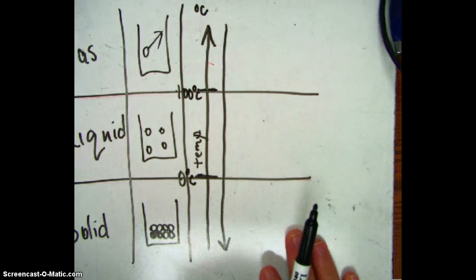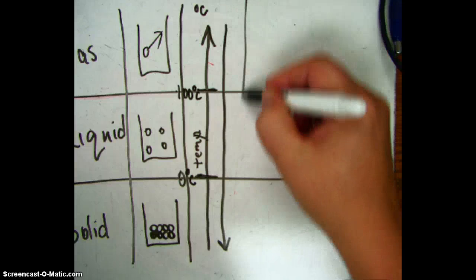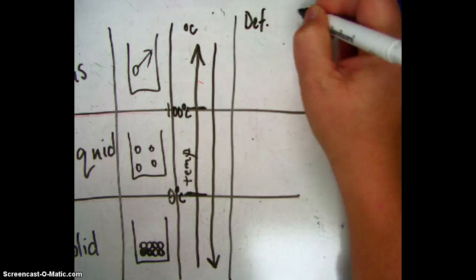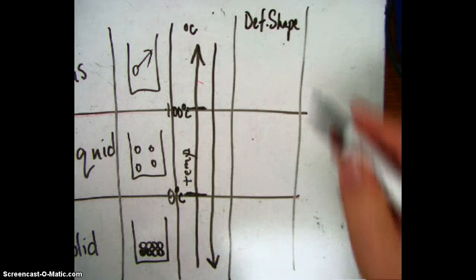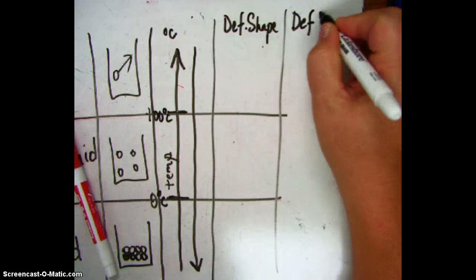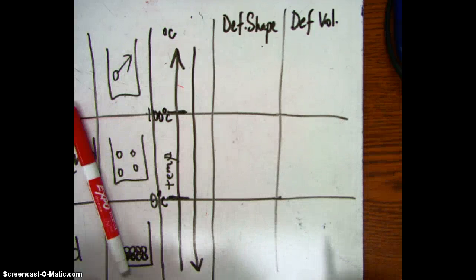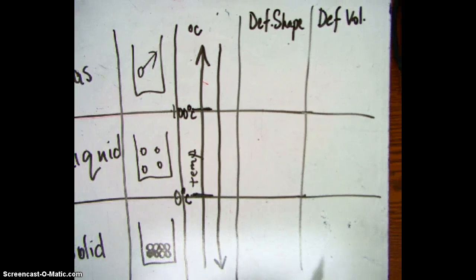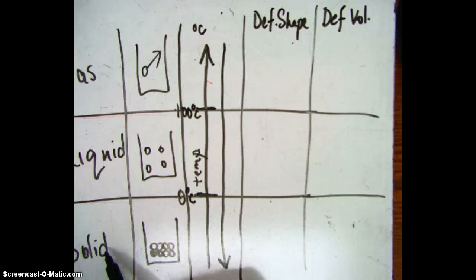The next thing we need to talk about is, does that matter have a defined shape and a defined volume? Now, what do we mean by that? I'm just going to put defined shape, and defined volume. What we need to know is, does the substance, the solid, the liquid, and the gas, maintain its shape when placed in another location?